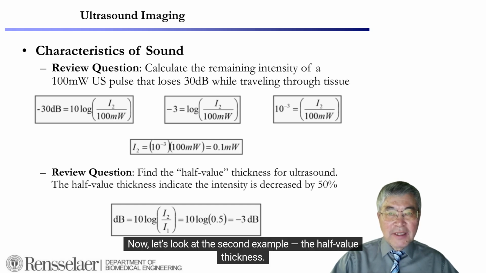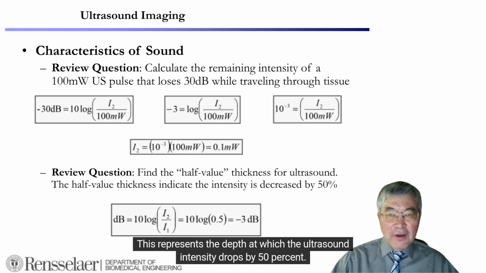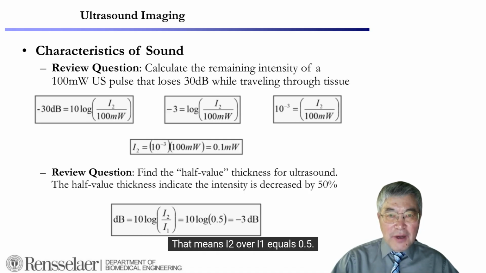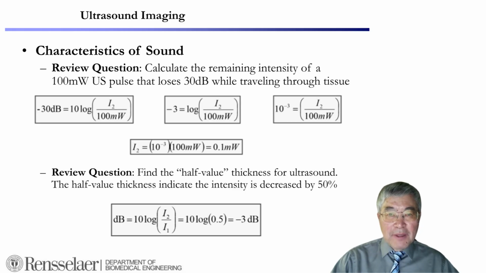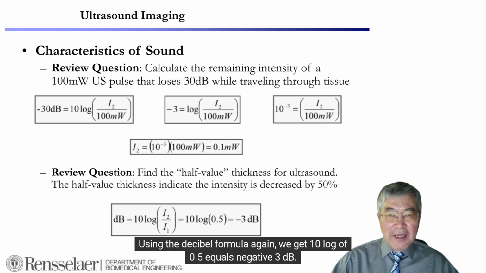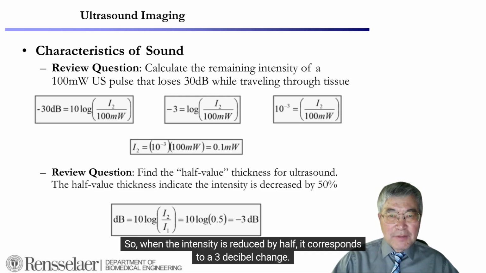Now, let's look at the second example, the half-value thickness. This represents the depth at which the ultrasound intensity drops by 50%. That means I2 over I1 equals 0.5. Using the decibel formula again, we get 10 log of 0.5 equals negative 3 dB. So, when the intensity is reduced by half, it corresponds to a 3 decibel change.